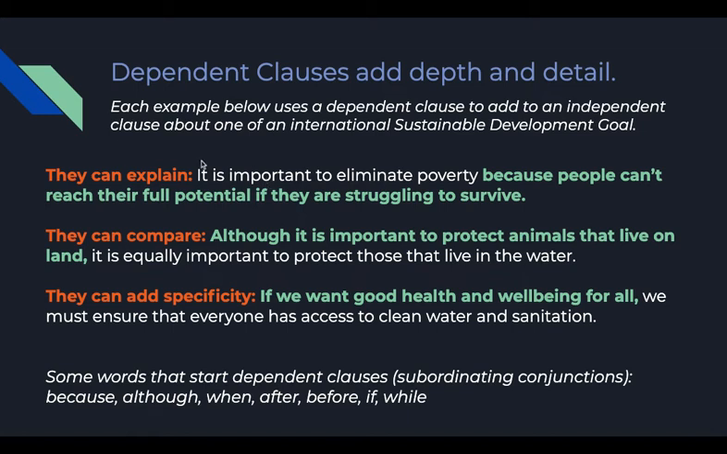So one purpose for dependent clauses is to explain. So in this example, I wrote, it is important to eliminate poverty because people can't reach their full potential if they are struggling to survive. So that dependent clause explains why it is important to eliminate poverty.